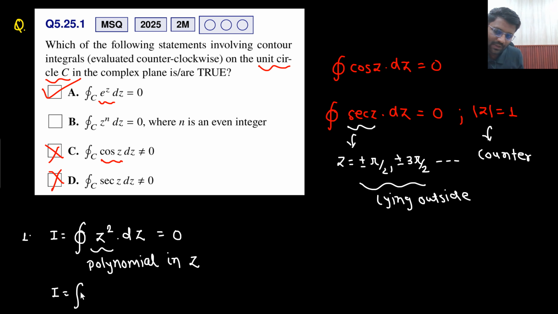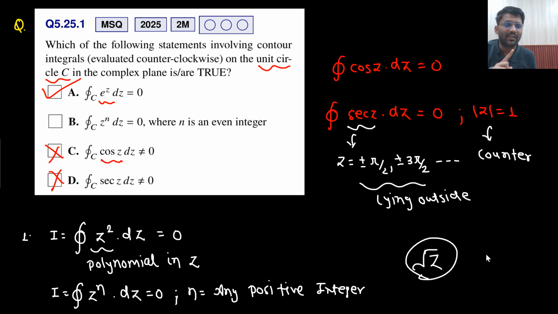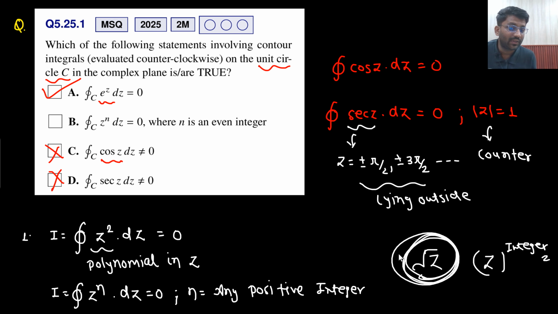So what I am saying is that the integral of z to the power n dz would be equal to 0 if n is any positive integer. Say yes or no. If I put z to the power 1, entire function; z to the power 2, entire function; z to the power 3, entire function. Sir, root z, entire function? No, it is not a polynomial in z. Again and again I am saying, polynomial means there has to be an integer power of z. So it is not a polynomial in z, it is not an entire function.